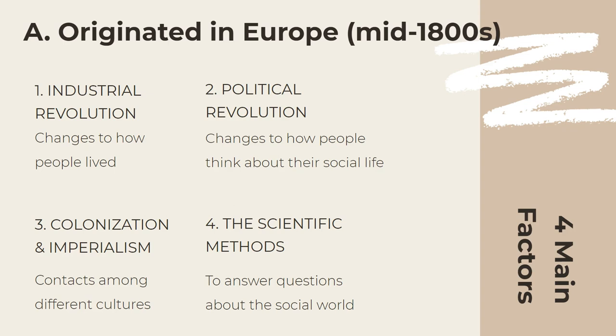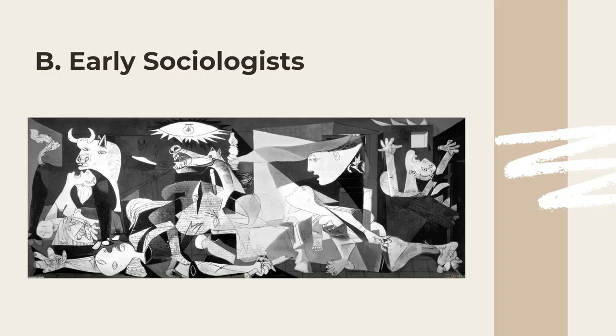As a result, by the mid-1800s, sociology was developed as an academic scientific discipline. And about 40 to 50 years later, by the late 1800s, sociology arrived in the US. Now, let's look at some of the early sociologists who played a very important role in shaping this academic field.